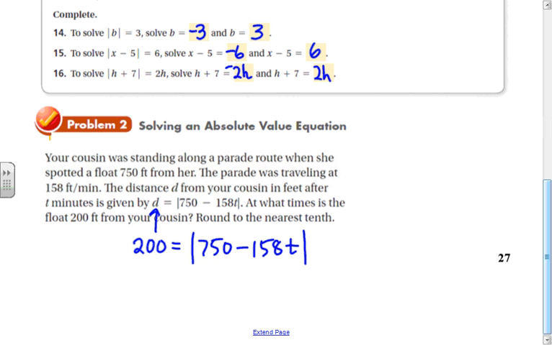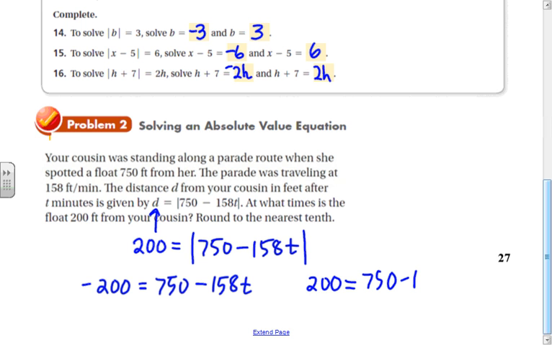Now remember, the definition of the absolute value is that it's the distance to 0 on a number line. And that kind of makes sense for this problem. It's the distance from her. Well, the distance from her could be minus 200 feet. That would be before it gets to her. So that's this equation we need to solve. And then it could be 200 feet after her. So that would be the positive 200 feet. Okay, so we're going to solve both those equations.